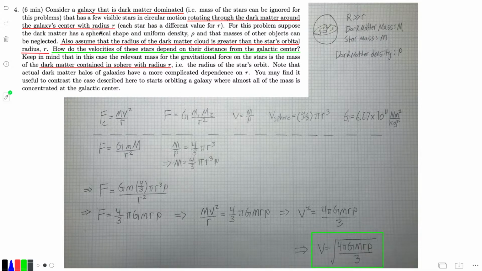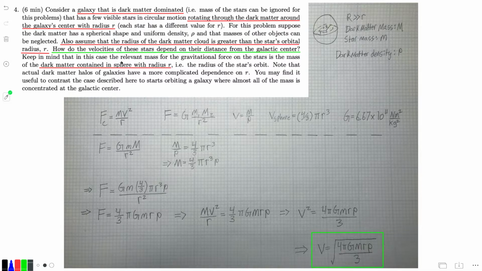I've gone ahead and underlined some things that I think are important as we go through the problem. Mostly that the galaxy is dark matter dominated, and it's a solid sphere of uniform density right here. This is really important because it says that we can make some pretty good assumptions about equations relating this sphere to the density here.